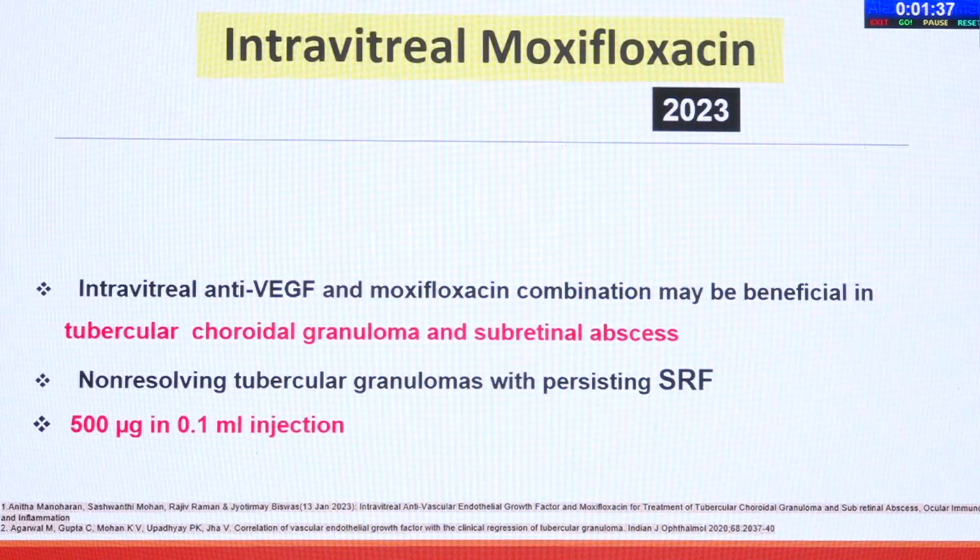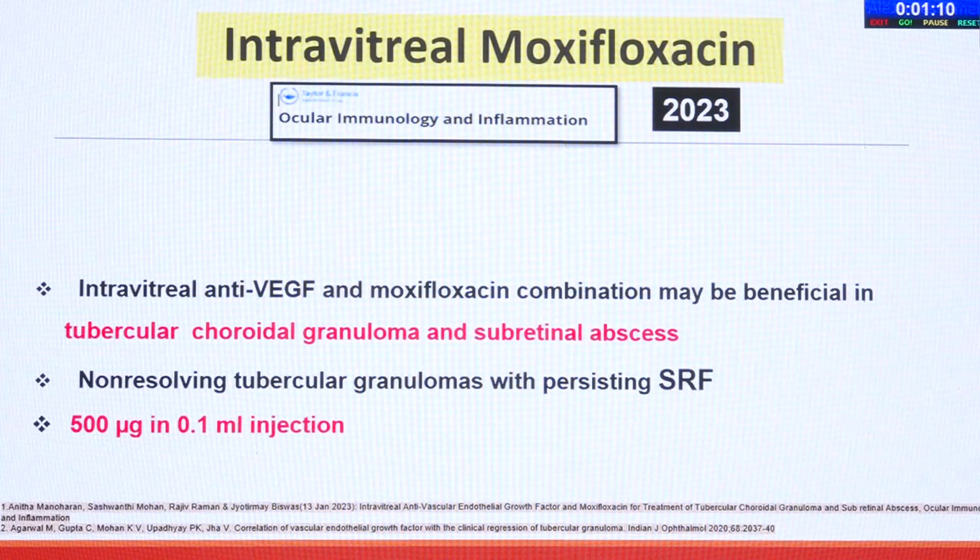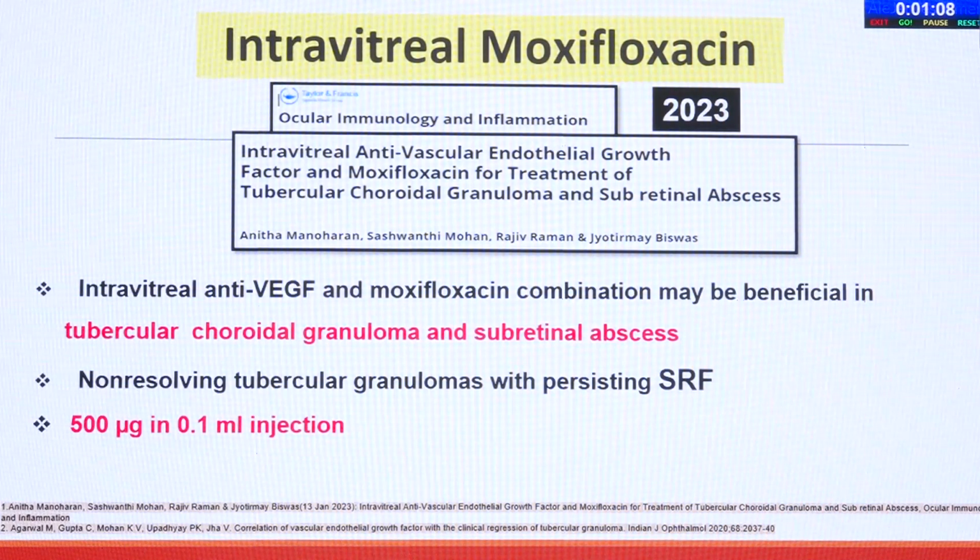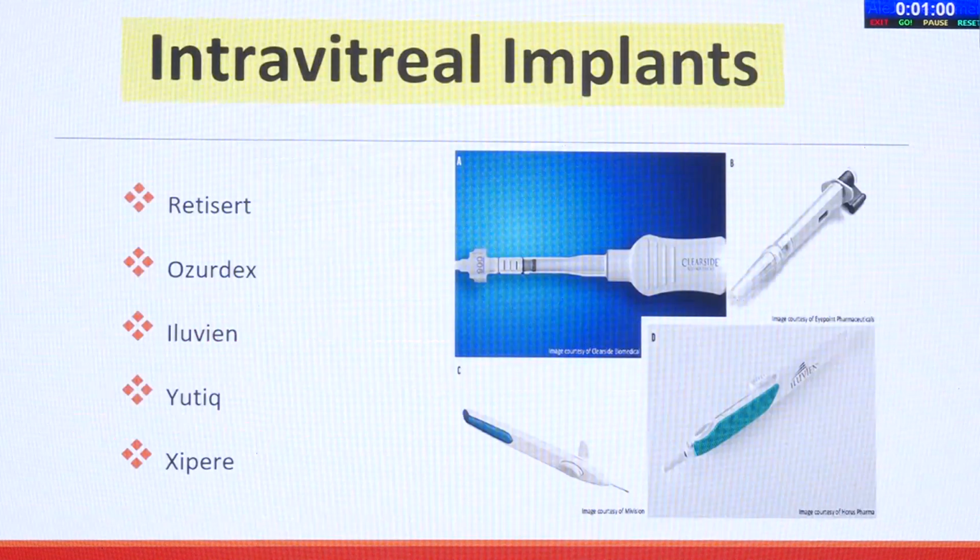Intravitreal moxifloxacin: pioneering work has been done by Dr. Manisha, particularly in cases of tubercular choroidal granuloma and subretinal abscess, with frequent injections. She has compared it with anti-VEGF and the response to the treatment. It is used for non-resolving tubercular granuloma with persisting SRF, as I mentioned, 500 microgram in 0.1 ml injection. We have published a single case report of intravitreal anti-vascular endothelial growth factor and moxifloxacin for the treatment of tubercular choroidal granuloma and subretinal abscess.